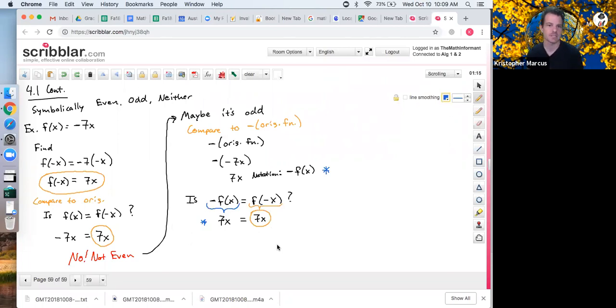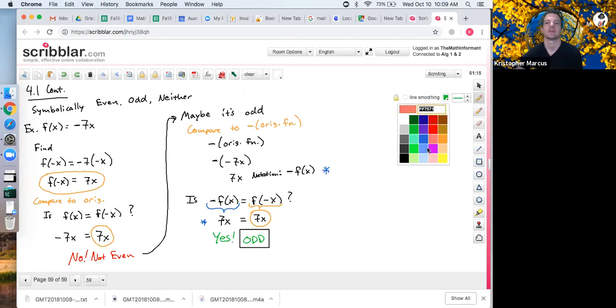And now we ask, are these the same? And I think that's pretty apparent. We would say, yes, those are exactly the same. What does that tell us? It tells us that the function must be an odd function. Any questions about that one? The method is the same every time. Try to see if it's even. If it's not, try to see if it's odd. If it's not, then it's neither even nor odd.